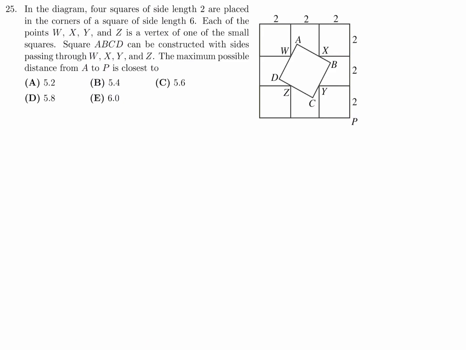In the diagram, 4 squares of side length 2 are placed in the corners of a square of side length 6. Each of the points W, X, Y, and Z is a vertex of one of the small squares. Square ABCD can be constructed with sides passing through W, X, Y, and Z. The maximum possible distance from A to P is closest to 2.